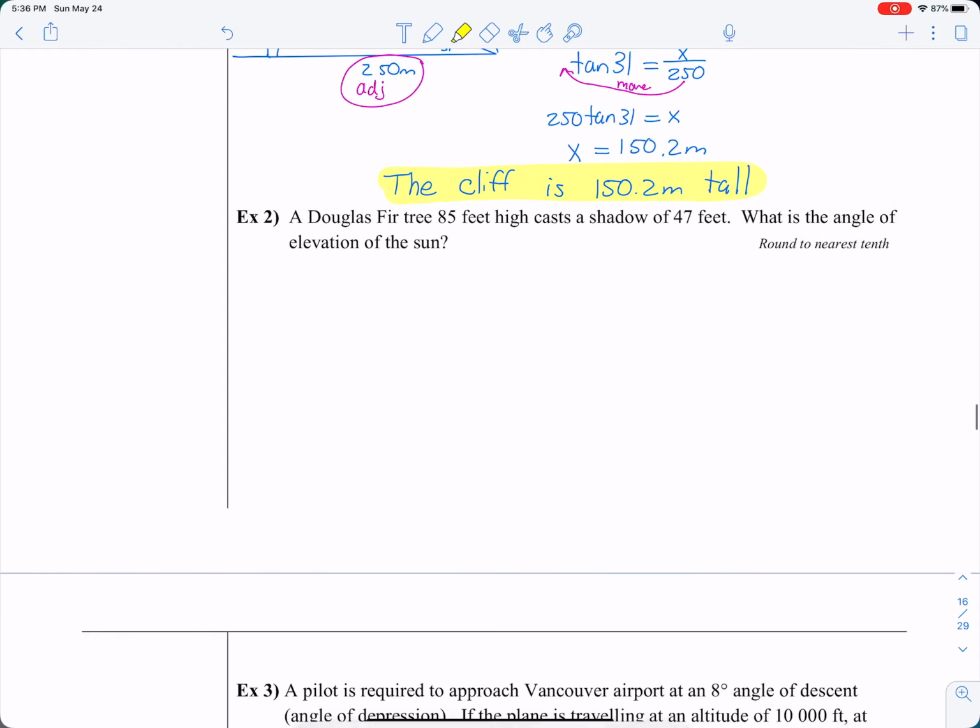All right, let's look at another question. A Douglas fir tree, 85 feet high, casts a shadow of 47 feet. Okay, so to start off, we're going to draw the ground. Then we're going to draw a tree. So here's my tree.